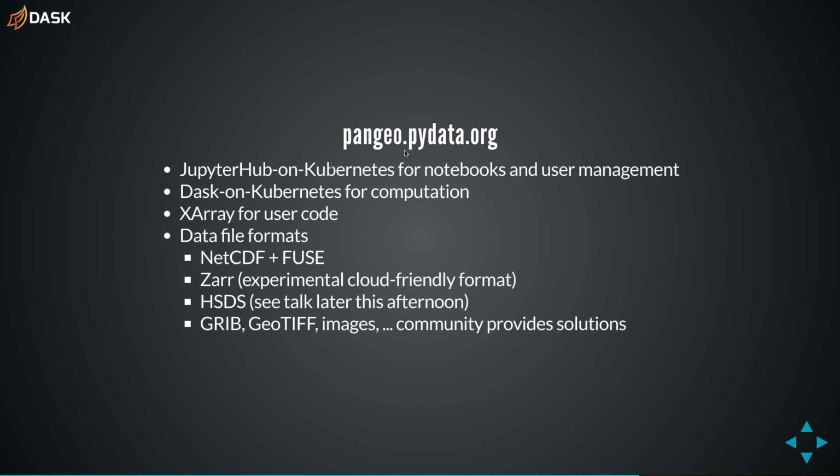And for data file formats, it's sort of an open question for us. So we've tried NetCDF and Fuse. It's actually not as bad as you would think if you start doing some clever caching file system tricks. We've gotten about 40 megabytes per second out of what should be a 100 to 200 megabyte per second pipe.